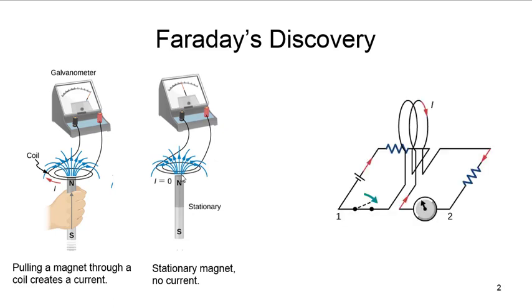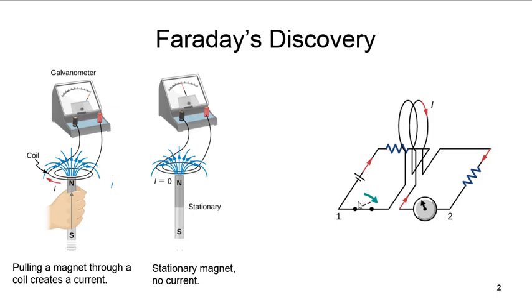He also noticed that when he set up two circuits next to each other, this circuit has a battery, a resistor, a loop of wire, and a switch. This circuit over here has a loop of wire that's kind of parallel to this one, but no battery at all. No source of current, no source of potential difference in this circuit over here.